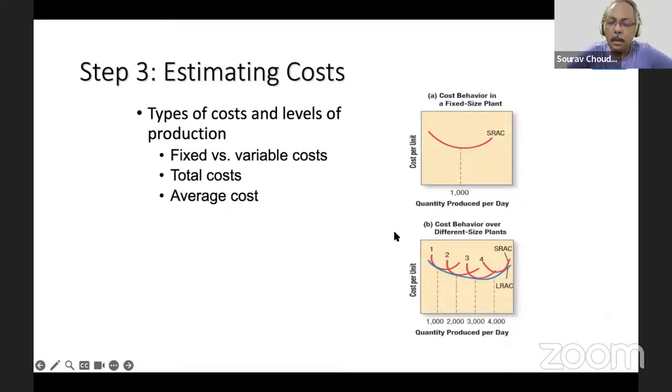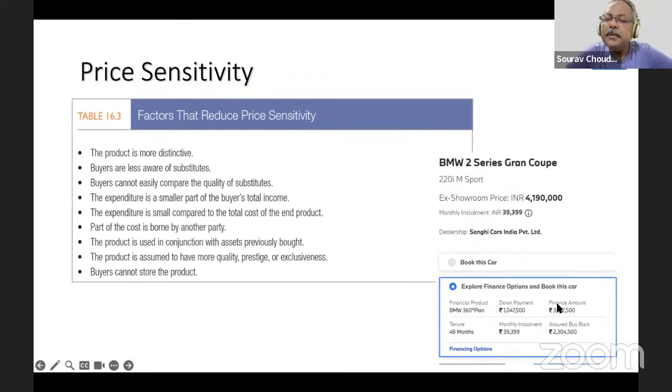Okay. Did I give an example? Explore financial options of booking a car, down payment. So I was telling you about this one, the financial option of booking a car. BMW 360-degree, down payment 10 lakh rupees, 10 lakh 47,000, financing amount is 31 lakh. This is the finance loan given to you. 10-year, 48 months, monthly installment 39,000, assured buyback 23 lakhs. This is what this one.